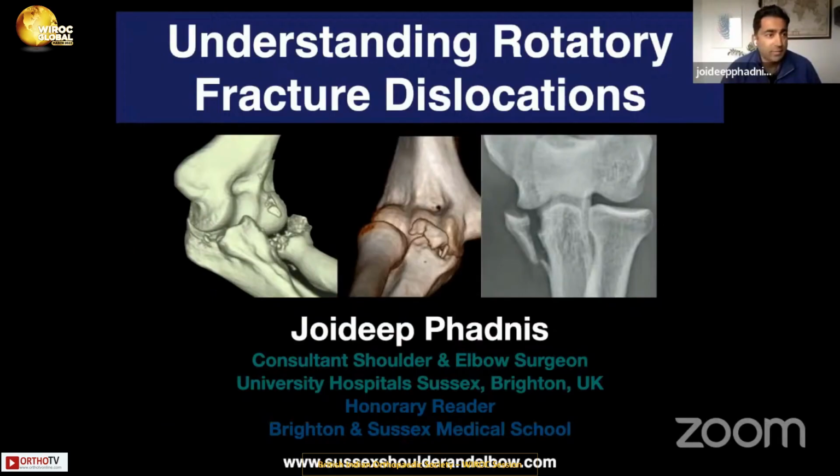Fracture dislocations of the elbow. So I'm going to talk about understanding rotatory fracture dislocations. And by these, we mean those injuries where there's a coronoid fracture and a radial head fracture and a subluxation or dislocation of the elbow.